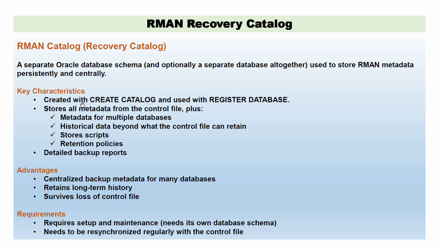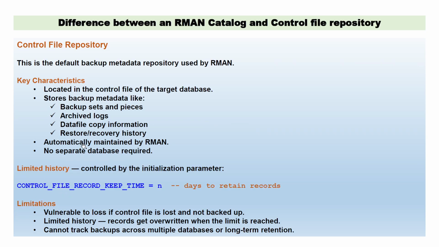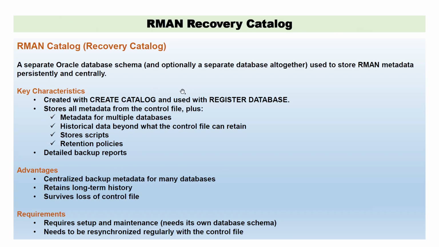Key characteristics: it is created with RMAN create catalog and used with register database. It stores all metadata from the control file plus metadata for multiple databases. Whatever is in the control file, it will store in the recovery catalog, plus metadata for multiple databases. It will store historical data beyond what the control file can retain, so it stores more than the control file has. It can store scripts, it can store retention policies, and it can give you detailed backup reports.